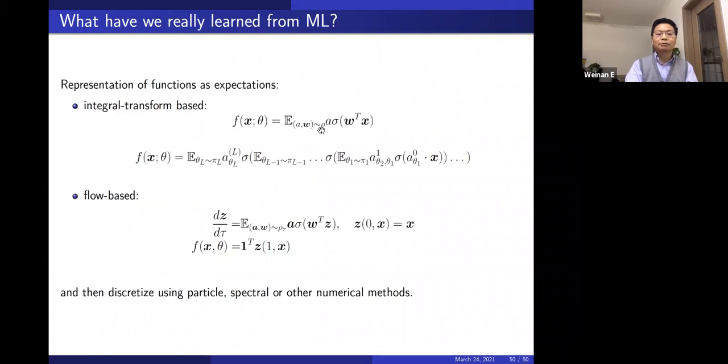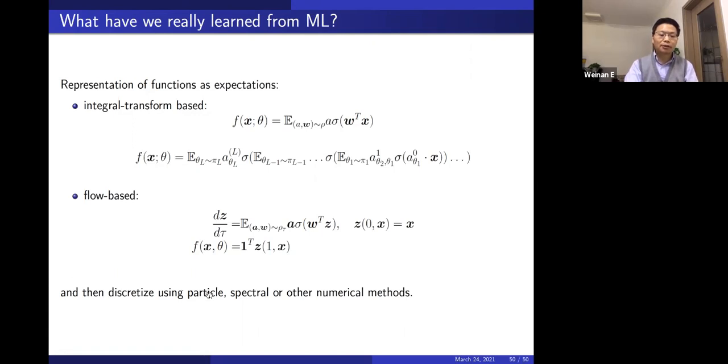So this is a simple expectation representation. And this is a little bit more complicated. We consider this dynamical system whose right-hand side is an expectation, and then we do a contraction to get a function. So this kind of expectation representation can be used as a starting point to develop machine learning algorithms, continuous formulations of machine learning.